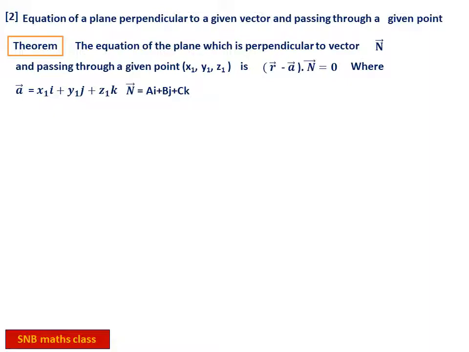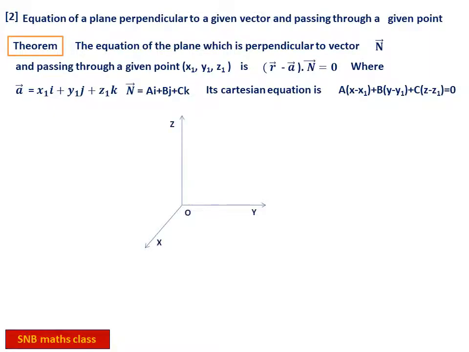Students, please note, you should be well aware of these symbols also. For example, vector small a means x1i plus y1j plus z1k, that means it is the point on the plane. And capital N vector is Ai plus Bj plus Ck, a vector whose i, j, k components are capital A, capital B and capital C. So this distinction you should have. Now its Cartesian equation is A into (x minus x1) plus B into (y minus y1) plus C into (z minus z1) equal to 0. One is vector form, another one is Cartesian form.